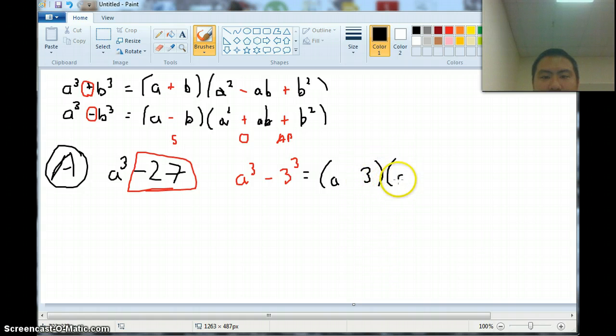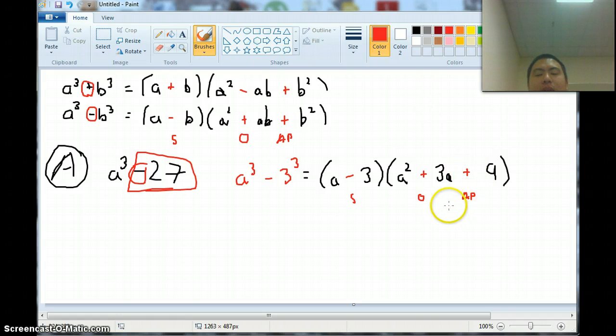And you have a squared, and then a times b, which would be 3a. And then lastly you have b squared, which is 9. And then all I have to do is follow SOAP. Same, opposite, always positive. So the same will be negative, because it's a negative right here. Opposite, positive, and always positive, that's positive. Okay, and that's SOAP.